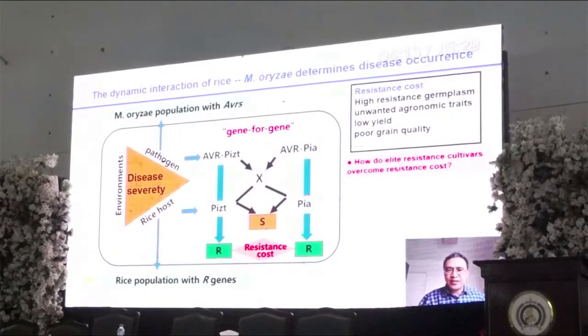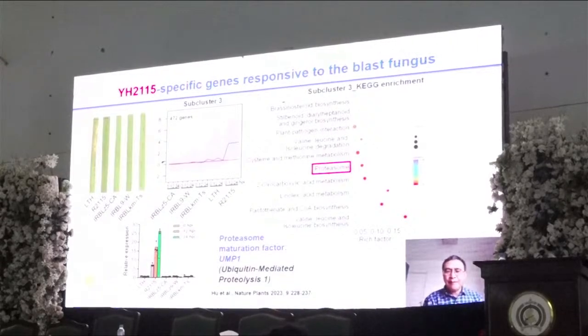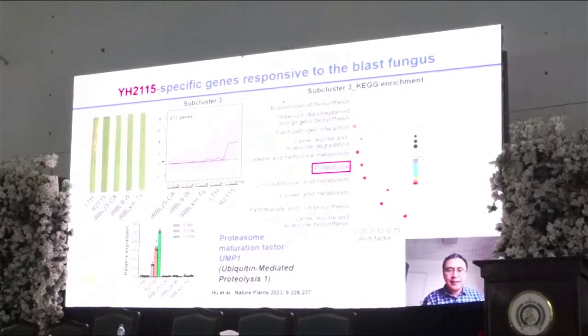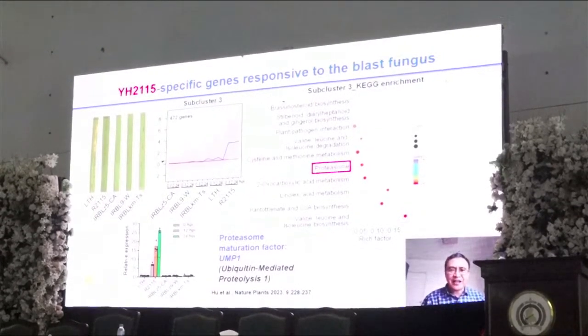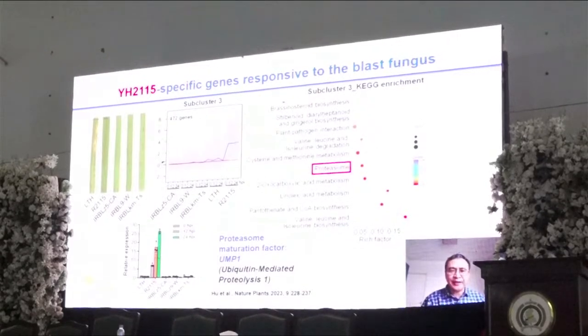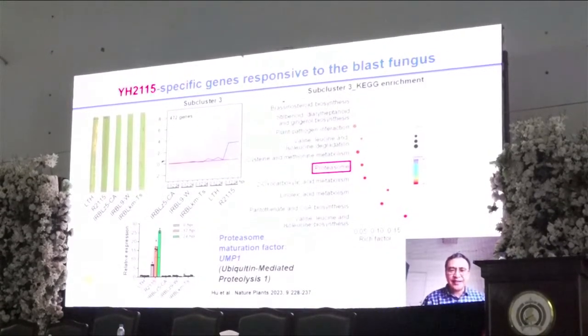So the next question is, we performed comparative RNA-seq between the susceptible LTH and the resistant lines. I show here 4 resistant lines, particularly the one line we call YH2115. This is the elite cultivar overcoming resistance cost. And we found a cluster of genes in subcluster 3 that is enriched in proteasomes.